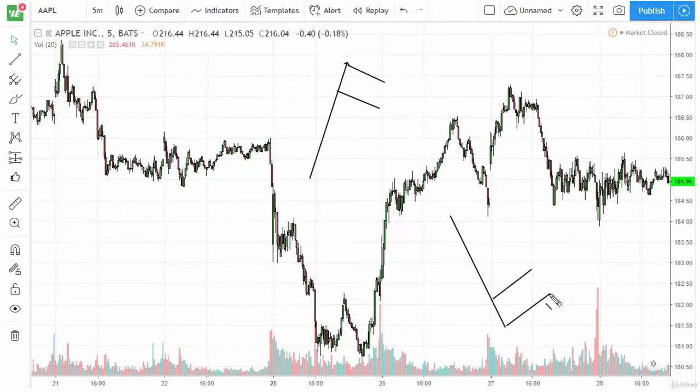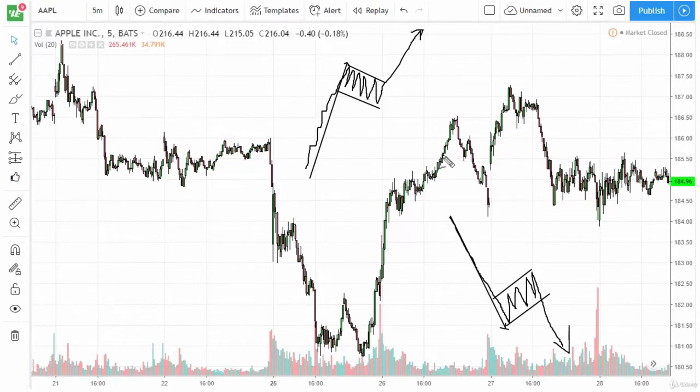Now, the thing about a flag is it has a little bit of a pullback. So the market goes this way and then does this. It winds up and pulls back just a little bit, and on a break of the flag, it should continue. It's the same thing over here. We go lower and then we bounce, pull back a little bit, and then eventually break down.